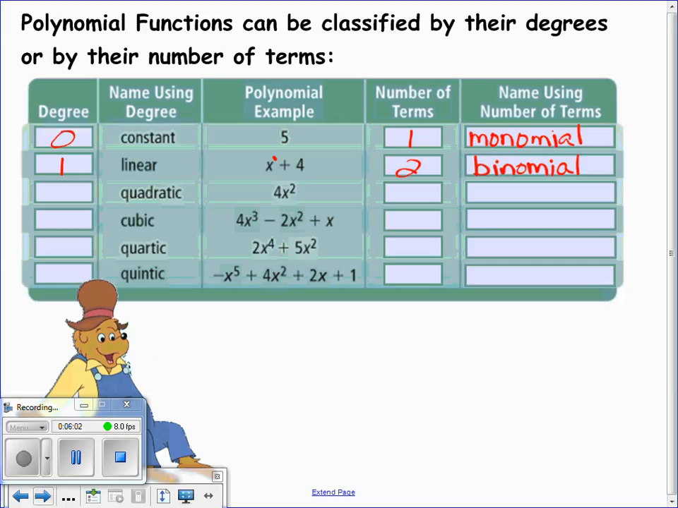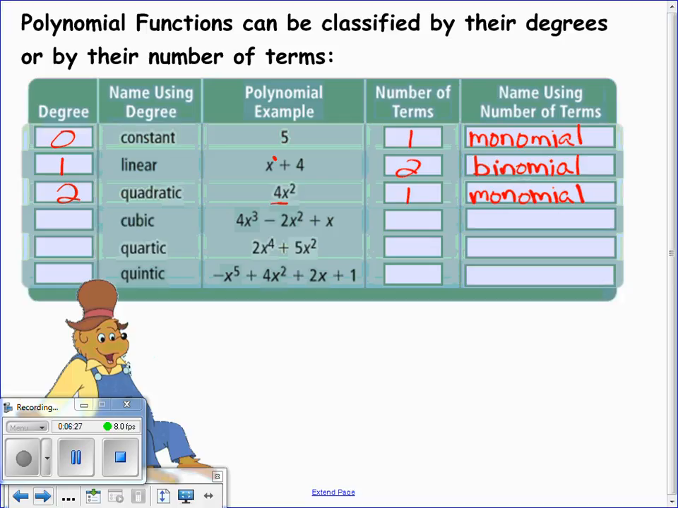All right, next one, 4x squared. X squared, this is all of chapter 4. Those are called quadratics. The degree is 2, x squared. How many terms is that one? That's only one term. This is just one piece. It's a monomial.